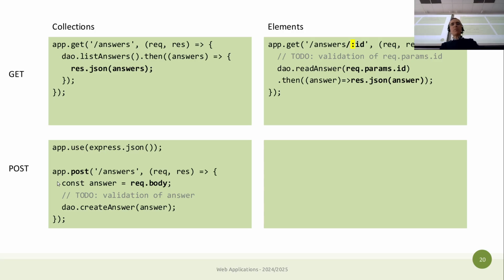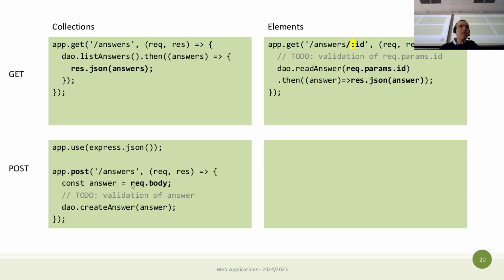Let's come to the post, the most complex one probably. app.post('/answers'). So it's exactly the same URL, but the server doesn't get confused. I mean, the protocol also carries the method, so there's no possibility of confusion. If the request doesn't match the method and the URL, Express will simply not answer. So it's very simple. Nothing comes back.